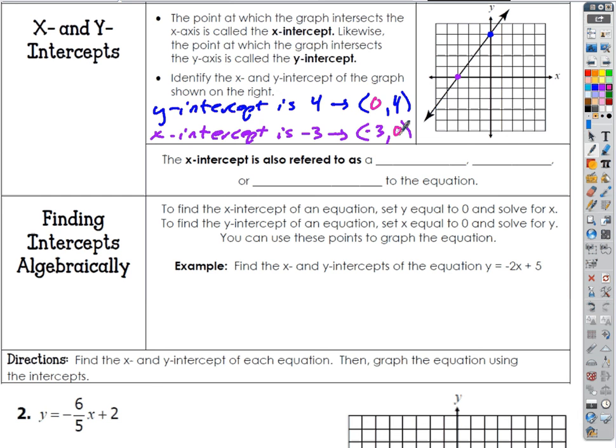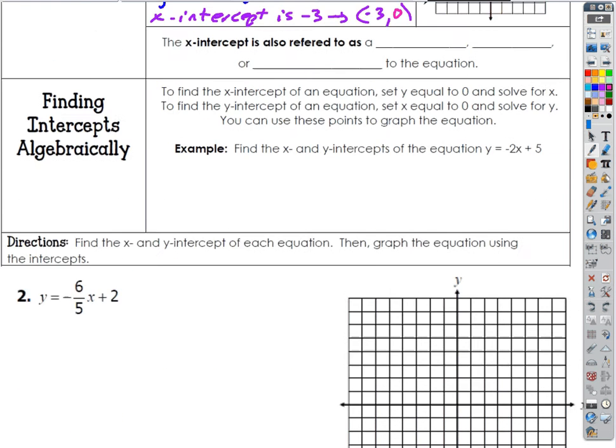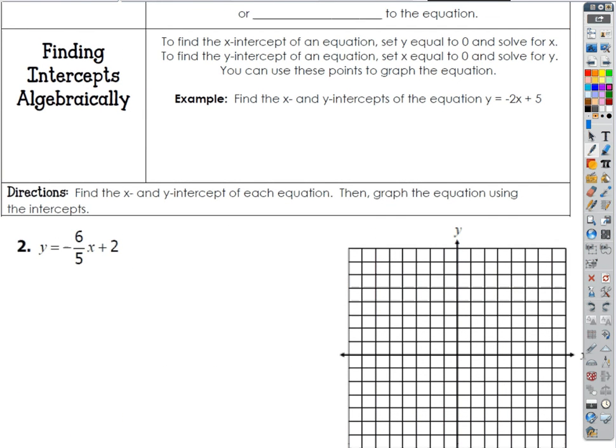So what if, I'm going to skip this part just for now. We don't need that. So what if we're given an equation like this, and I want to find the X-intercept. What has to be true at the X-intercept? Y is 0, right, at the X-intercept. If I want to find the Y-intercept, what's true? The X is 0, right?